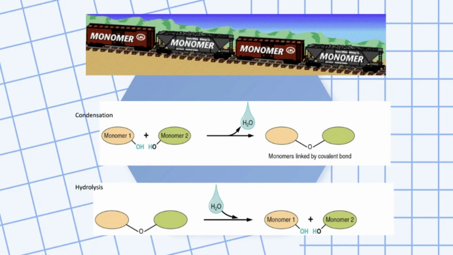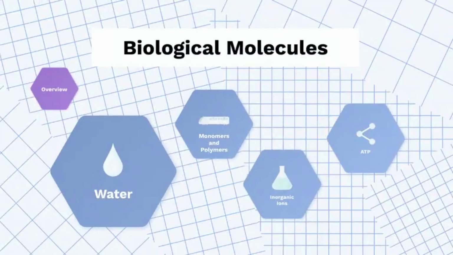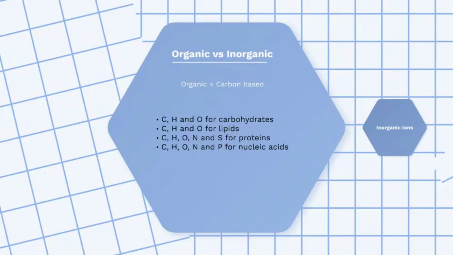Now, broadly speaking, the biological molecules we will be studying can also be split into organic and inorganic. I just wanted to clarify what is meant by organic, because in popular language now, organic tends to mean something to do with how your fruit and veg is grown. But what it literally means in biology is that something is carbon based. Some examples which we're going to be learning about are carbohydrates, lipids, proteins, and nucleic acids.